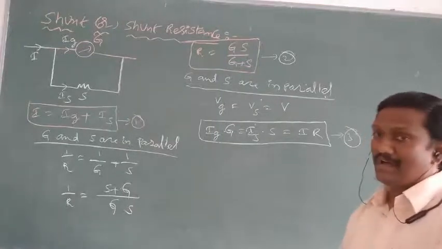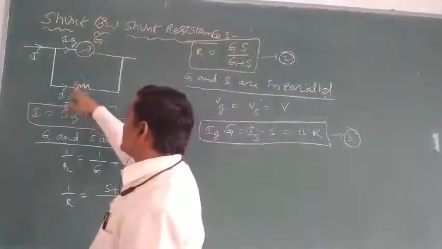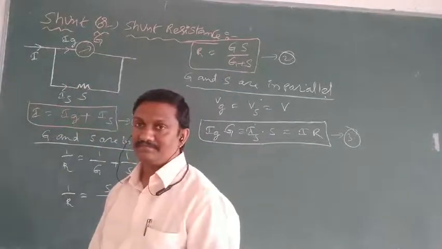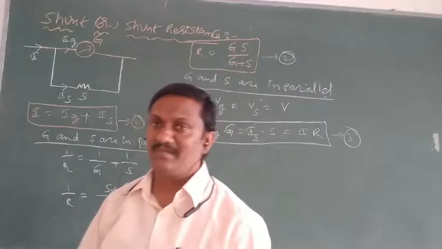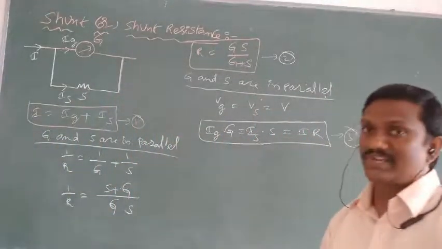So using all the above conditions, you have to find the value of Ig and the value of Is. The value of Ig means the current passed through the galvanometer. The value of Is means the current passed through the shunt resistance.